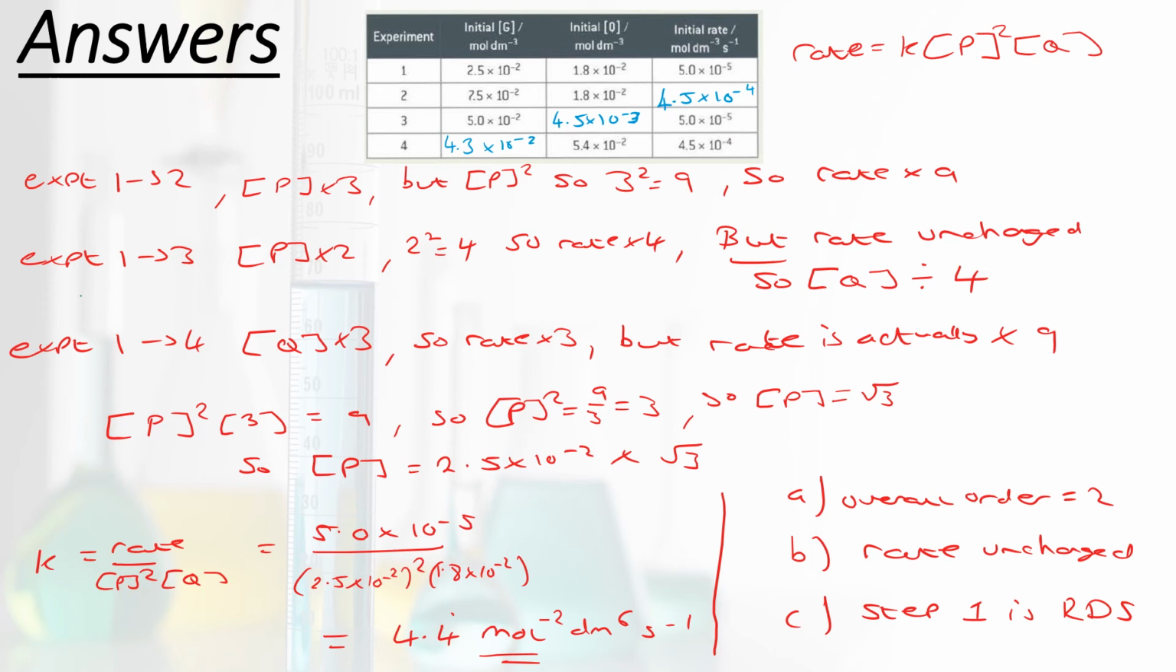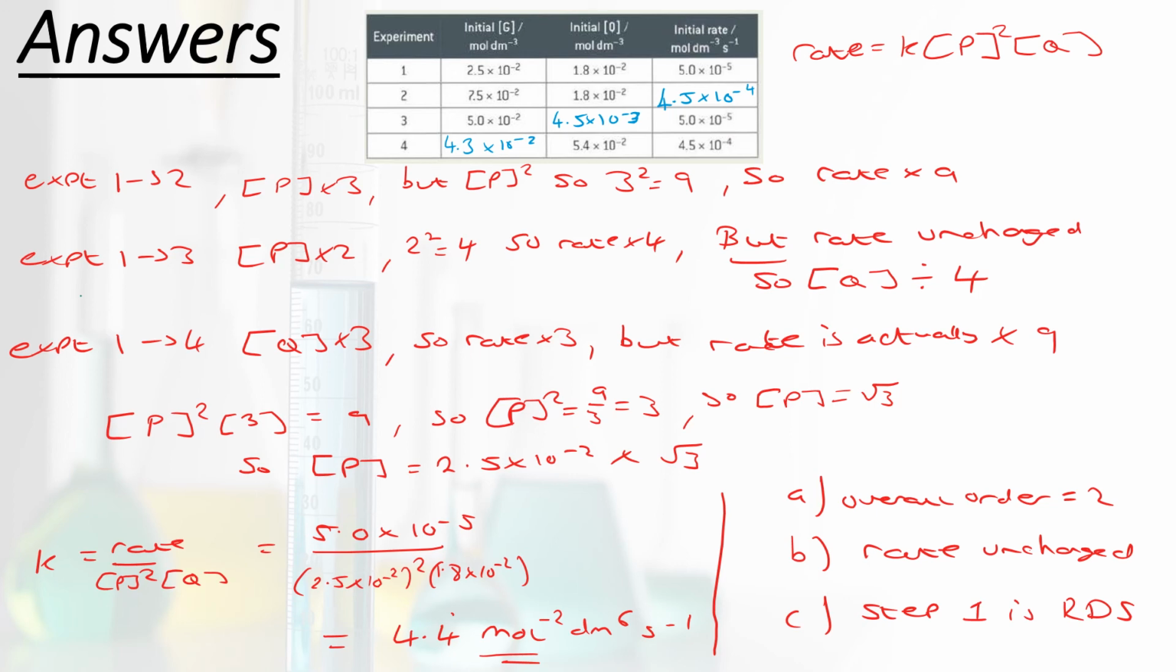And because Q is first order, it's proportional. So to leave our rate unchanged, we need to divide our concentration by 4 to give the rate dividing by 4, which if we multiply it by 4 gives us no overall change. So we take our concentration of Q from the first experiment and we divide it by 4, and this gives us an answer of 4.5 times 10 to the minus 3.